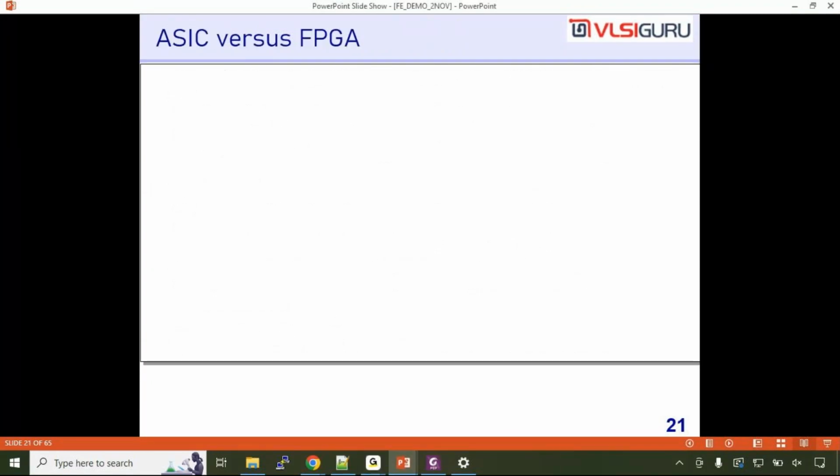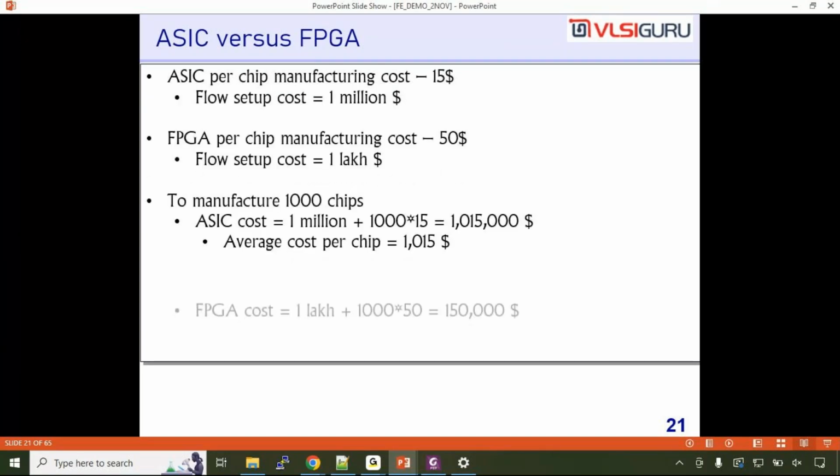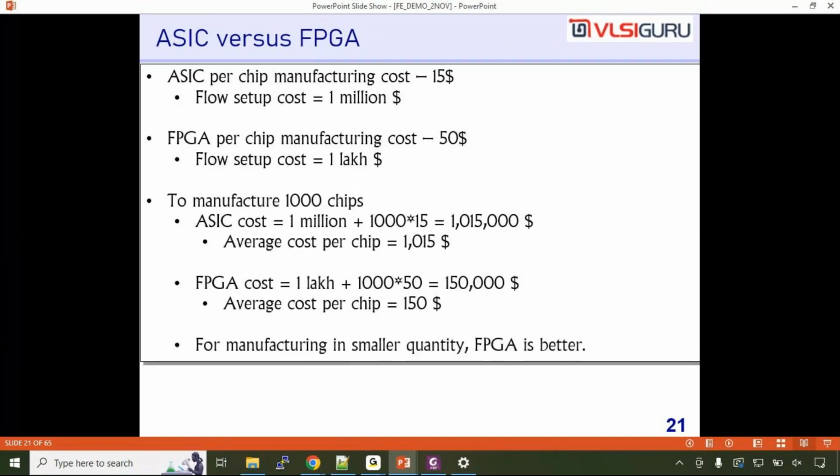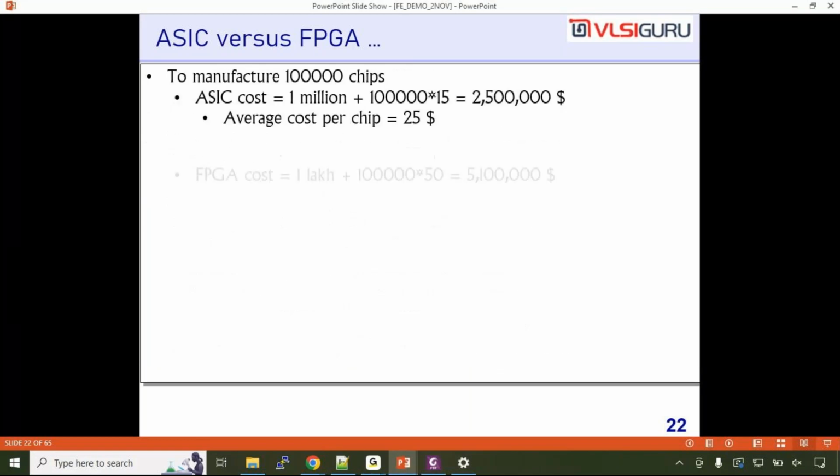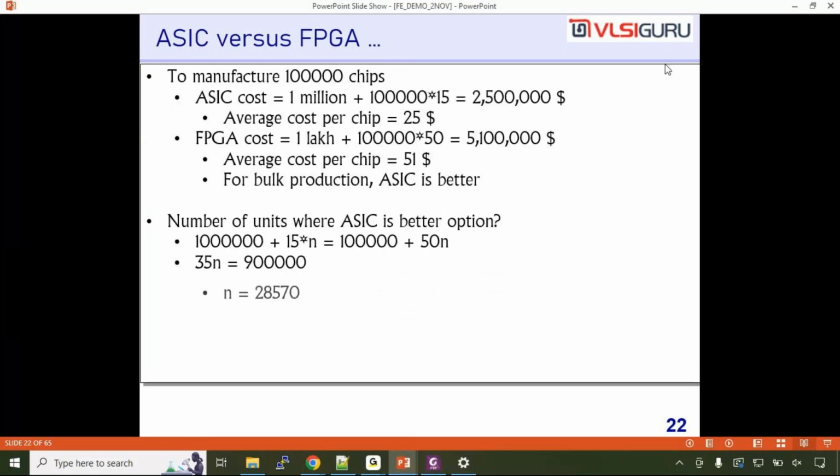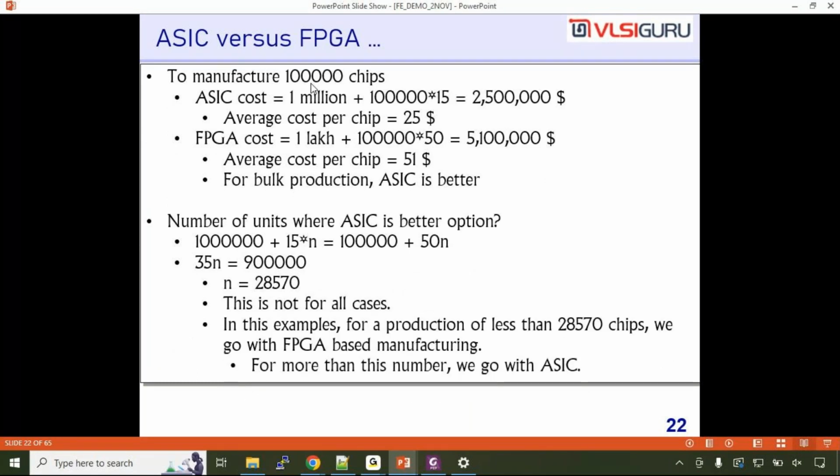Next, ASIC versus FPGA. Let us understand the difference between ASIC and FPGA. Let's not go deep into it. Just understand that in this slide, what I'm trying to show you is that for smaller quantities, FPGA is better because the initial cost is less. Here, if you are manufacturing bulk products, 1 lakh or 10 lakhs, ASIC is better.